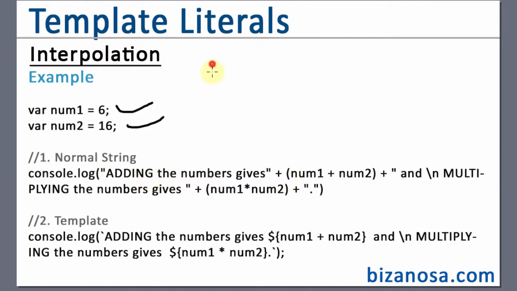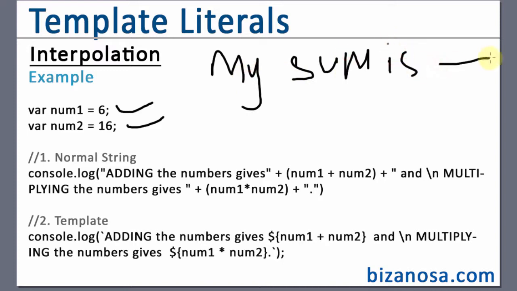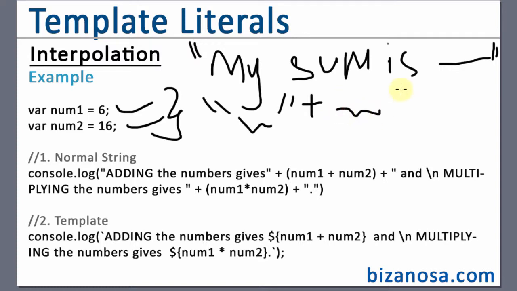So maybe you want to say, my sum is, and then you want to put the number there, the result of these two variables. If you wanted to do this in old JavaScript before interpolation was introduced, you'd first write your string in there, and then you add the plus, which is used for joining the two, and then you do your operation using your variables, and then another plus, and if there is anything else that you want to write, you'd write it there.